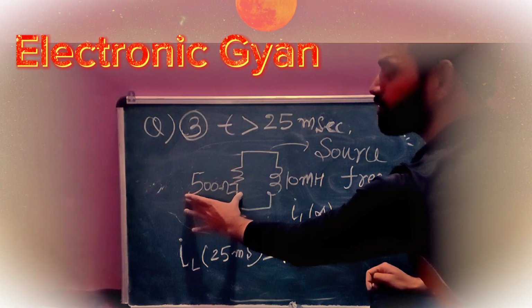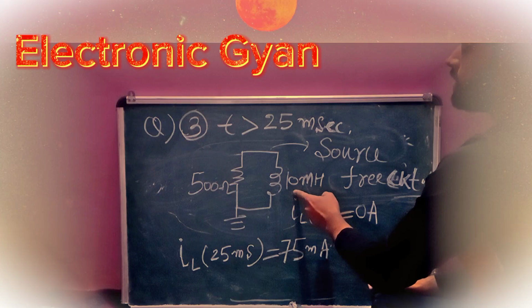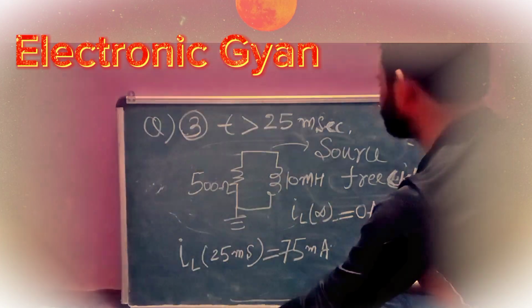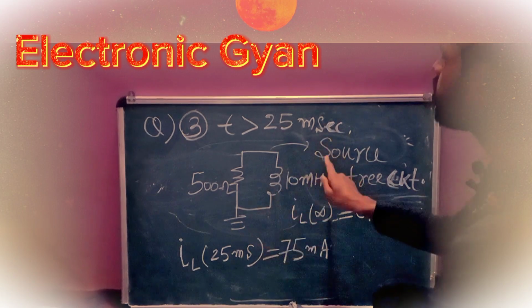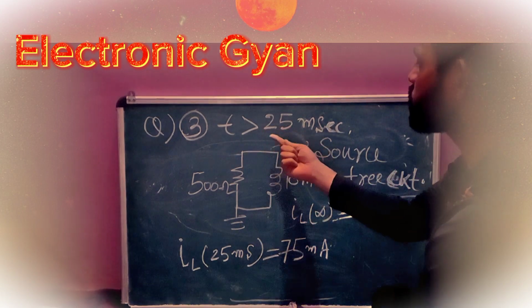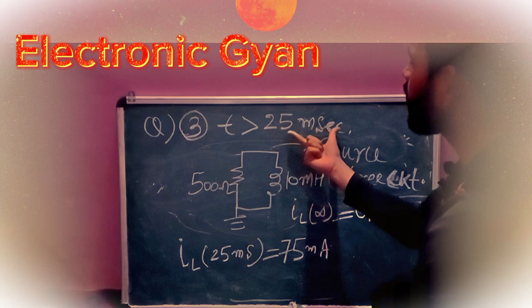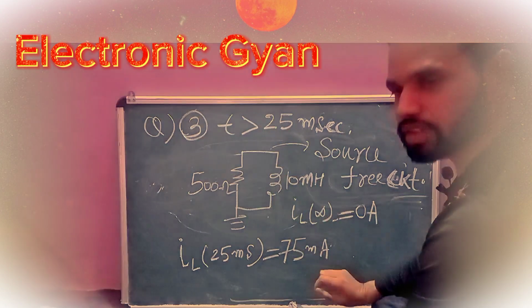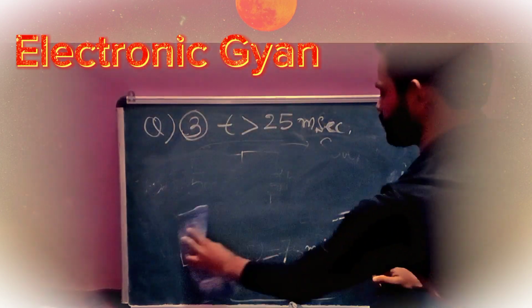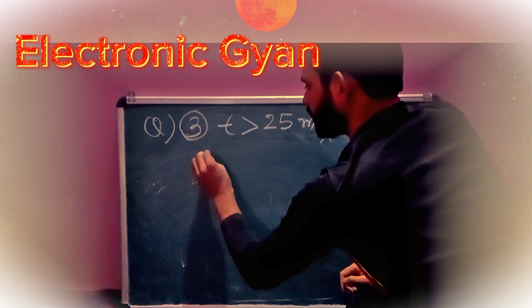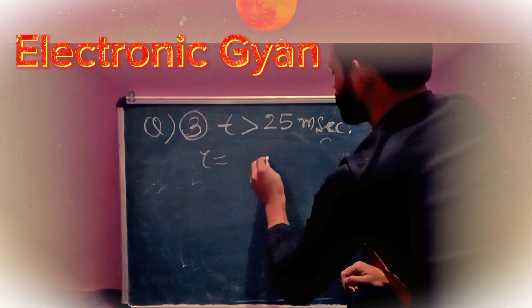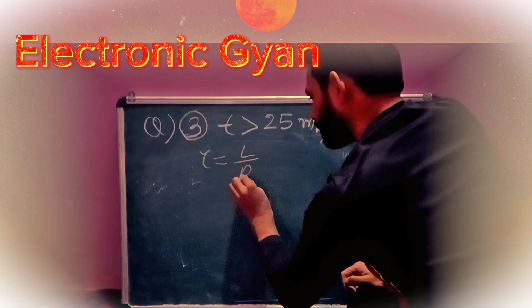My equivalent resistance is 500 ohm, and my inductance is 10 millihenry. Now we are going to find the time constant, and we know the initial value and the final value. Please note them down, and after that we are going to find the final expression for the current passing through the inductor for this duration of time. So let's see what that is. The time constant for t greater than 25 millisecond is nothing but L by R.